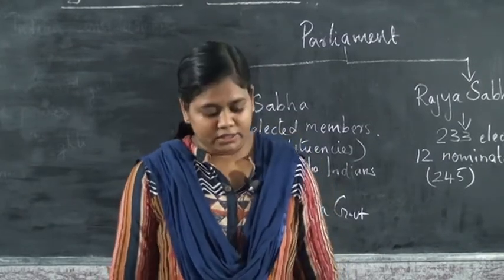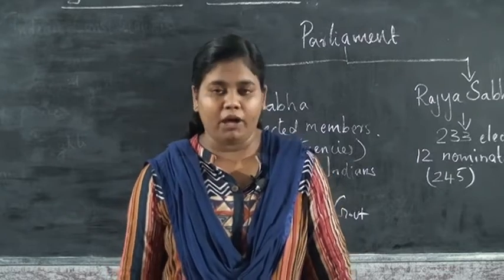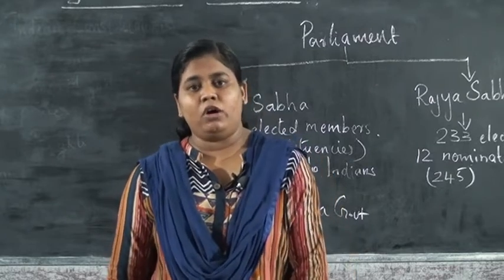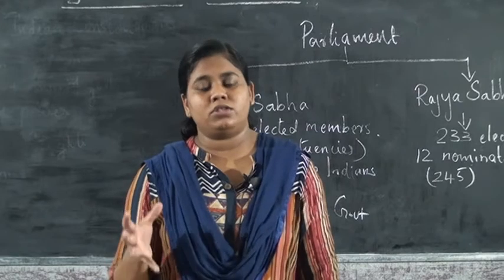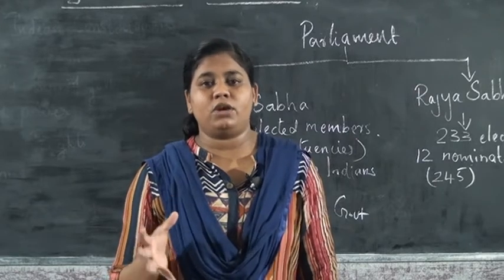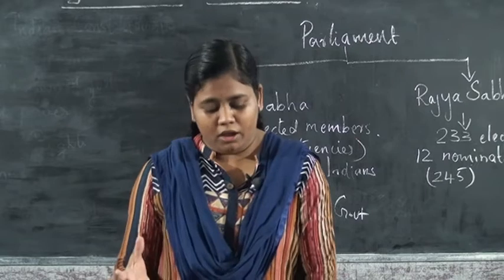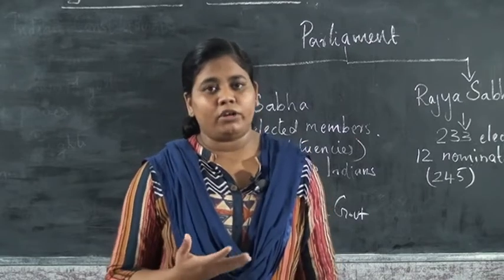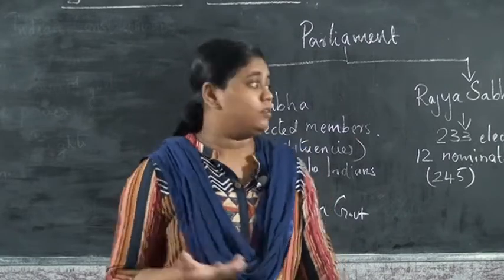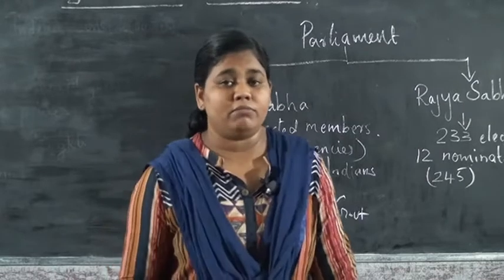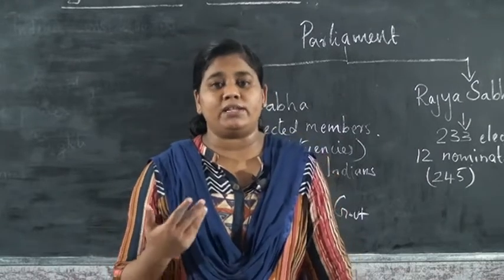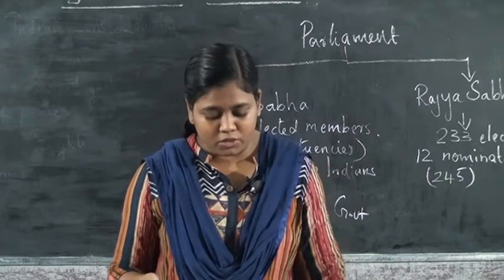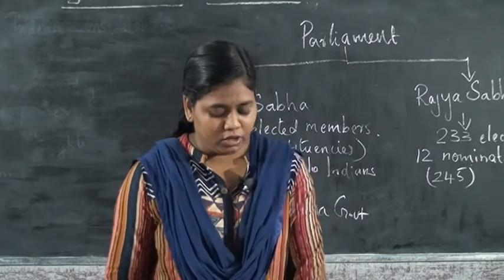We are discussing the third chapter, why do we need a parliament. We have already discussed that the Indian Parliament consists of Lok Sabha and Rajya Sabha, with 543 members in Lok Sabha and 233 members in Rajya Sabha, and 12 are nominated by the President. So today we are discussing the role of the parliament.